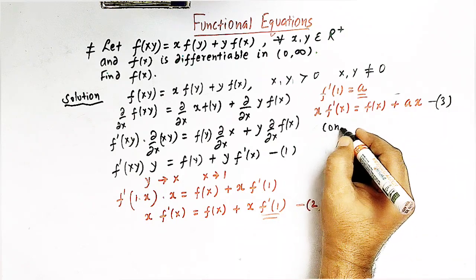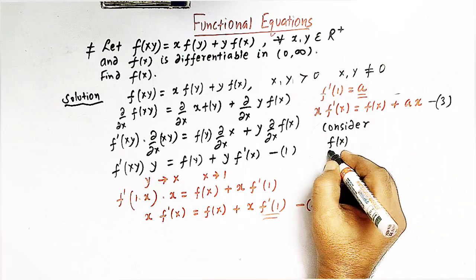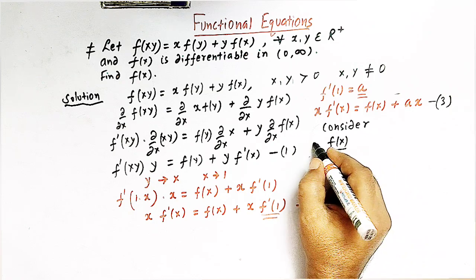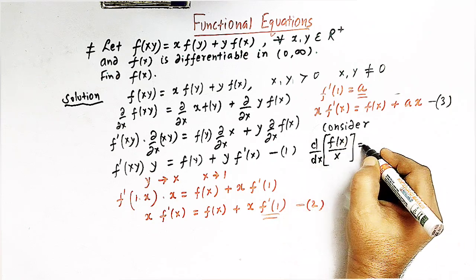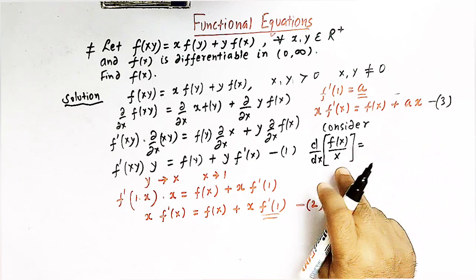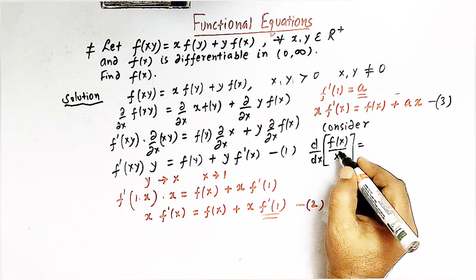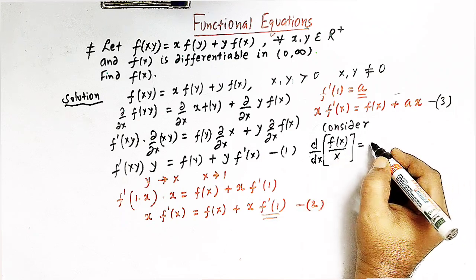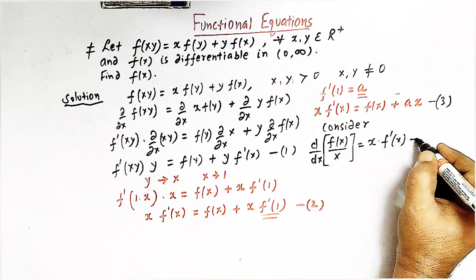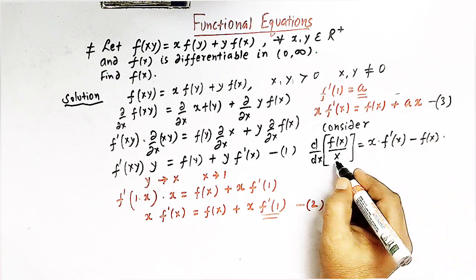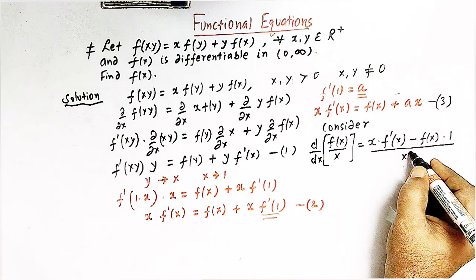Now let us consider the derivative of f(x) over x. We can take the derivative of f(x) over x, and then we'll connect this derivative with this equation. So here applying the quotient rule for the derivatives, we have x f'(x) minus f(x), since the derivative of x is 1, and in the denominator we have x squared.